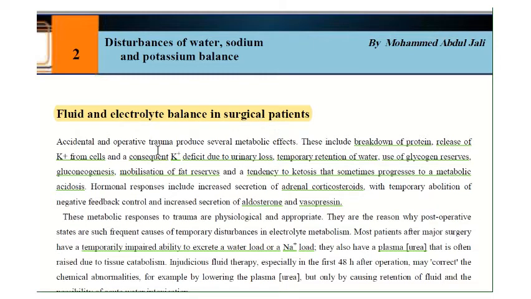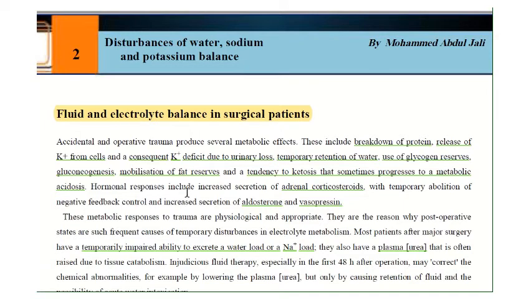Accidental and operative trauma produce several metabolic effects. These include، يعني هاي metabolic effects مثلا يصير breakdown of protein, release of potassium from cells, and a consequent potassium deficit due to urinary loss, temporary retention of water, use of glycogen reserves, gluconeogenesis, mobilization of fat reserves, and a tendency to ketosis that sometimes progresses to a metabolic acidosis. وأيضا هناك هرمونات.